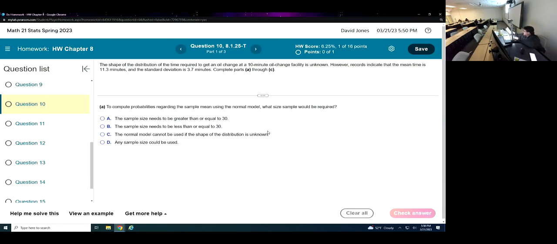I'm gonna start writing this down. So for my example, number 10, it tells me that the shape of the distribution is unknown. The records indicate that the mean is 11.3 minutes and standard deviation is 3.7 minutes.